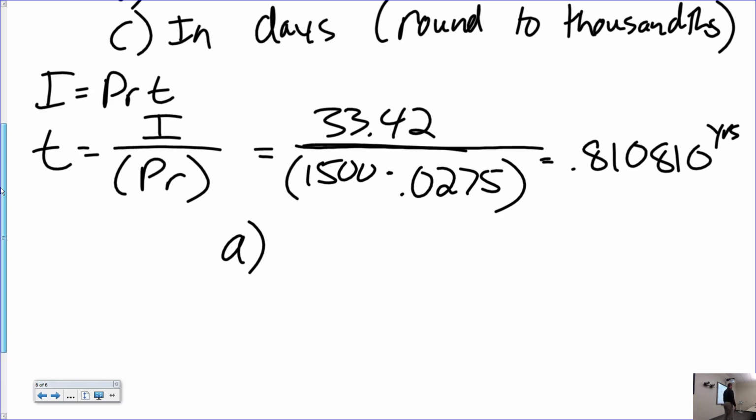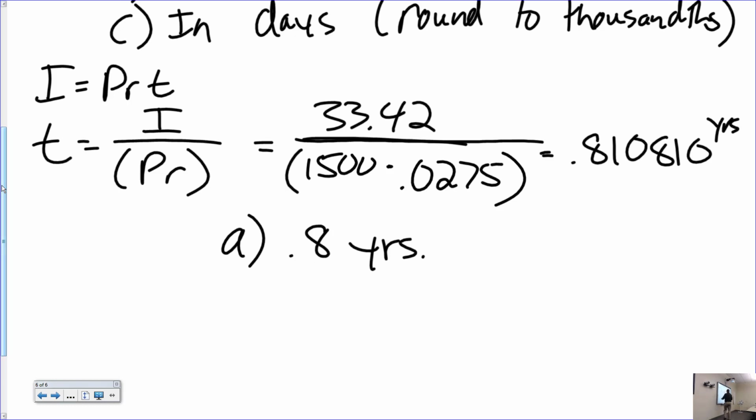How do you round this to tenths in years? Wouldn't it be 81.1? Well, no, this is not a percent. This is a number of years. So round that number to the tenths. 0.8 years. It's almost too obvious. All right, now, how are you going to convert this to months, folks? With 0.8 years, how many months is that going to be?